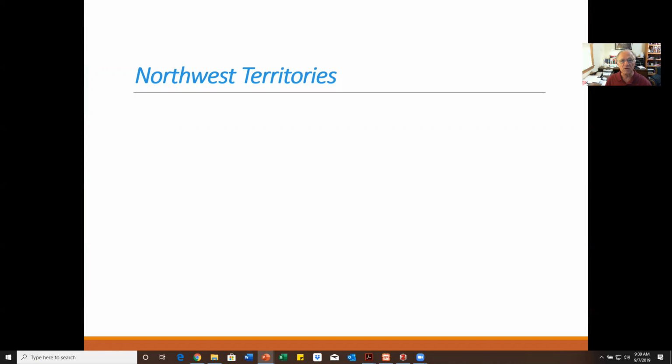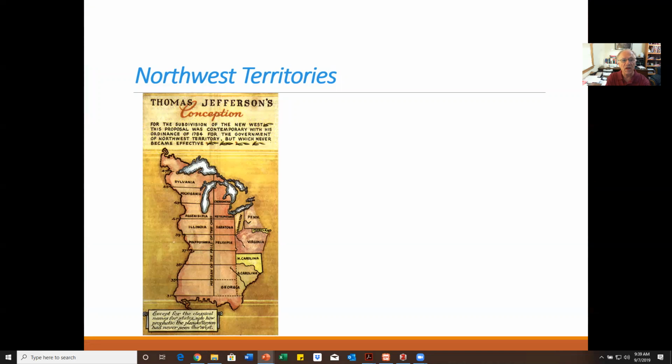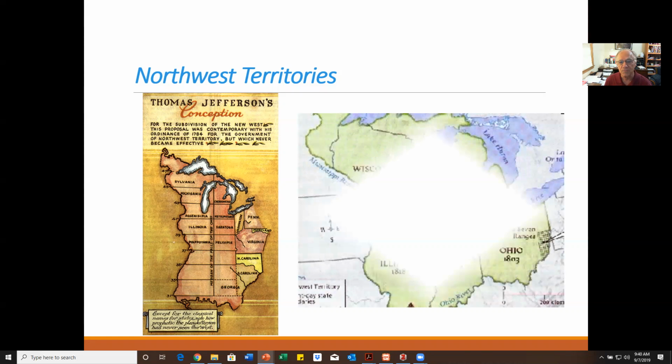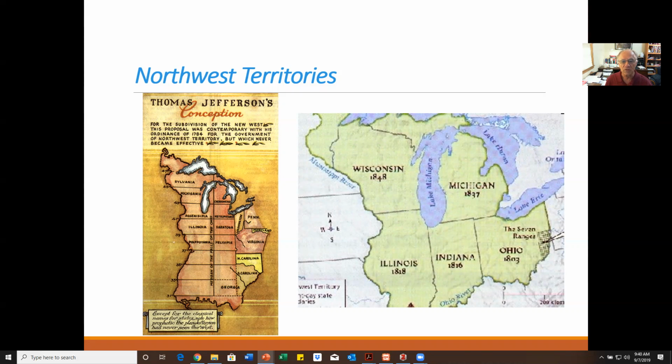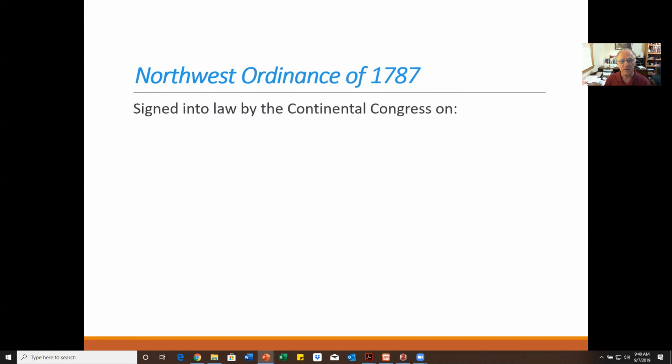So let's talk a little bit about the Northwest Ordinance and the Northwest Territories. This was a tract of land that existed in the 1780s, in that era. For the subdivision of the New West, this proposal was contemporary with the Ordinance of 1784 for the government of Northwest Territory. But look at the geological layout here, if you will. Sylvania was the name of one of those. We're not going to spend a lot of time. I just want you to see the way it looked. Out of the Northwest Ordinance was carved several states, Ohio, Indiana, Illinois, Michigan, Wisconsin, and you'll notice a little chunk of Minnesota.